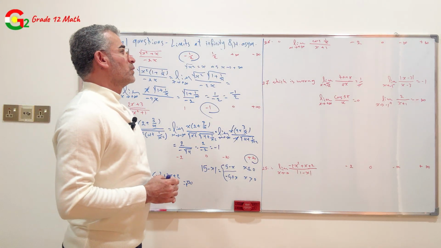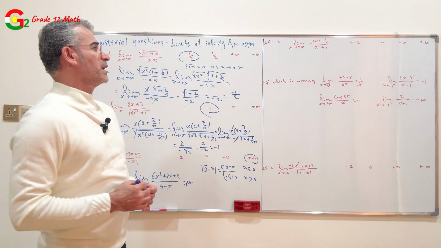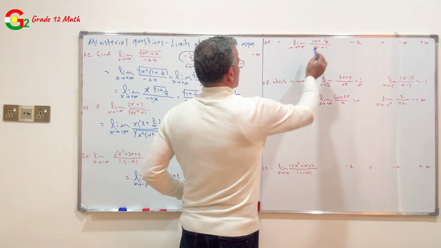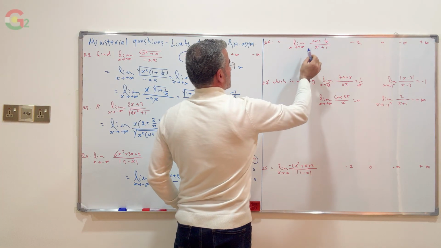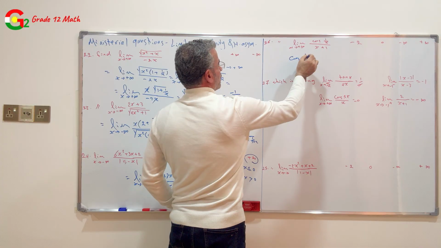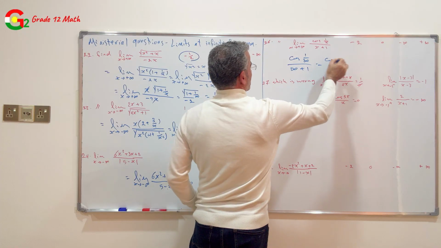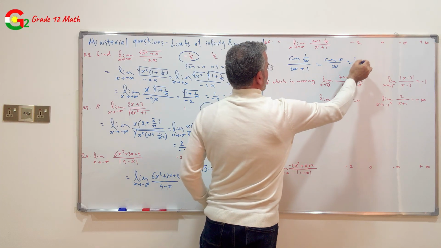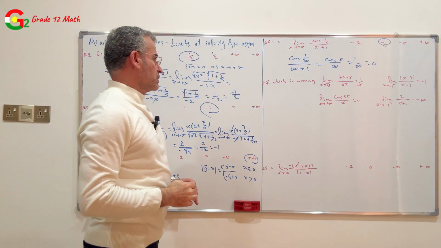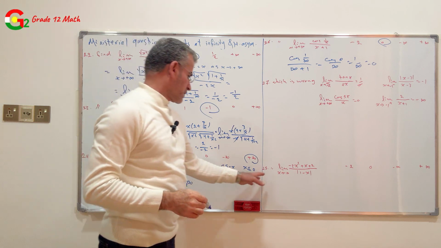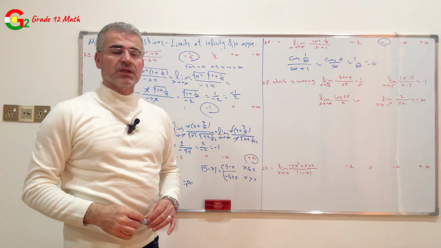Question number 26. Find the limit as x approaches positive infinity of cosine of 1 over x plus 1. Substitute x with infinity: 1 over infinity is 0, so cosine of 0. Cosine of 1 over infinity plus 1, cosine of 0 over infinity, 1 over infinity equals 0. Choice B. We skip question 25. Let us solve 25, then we solve 27.